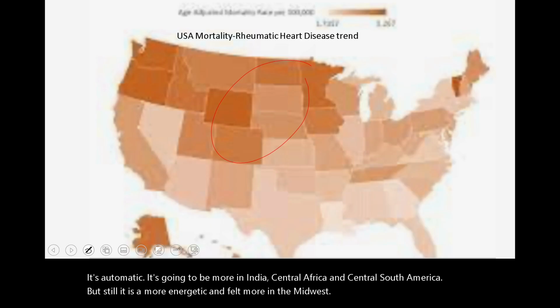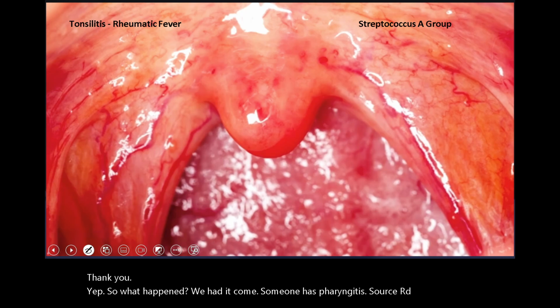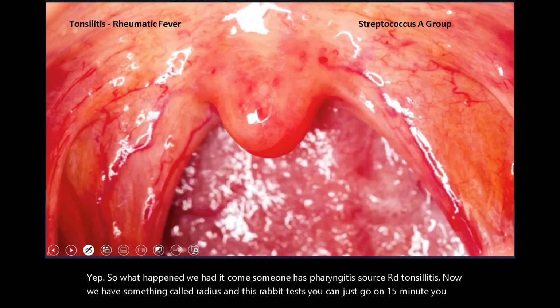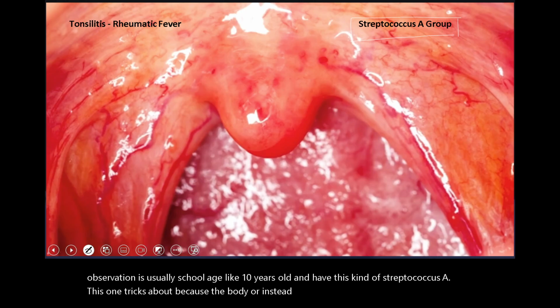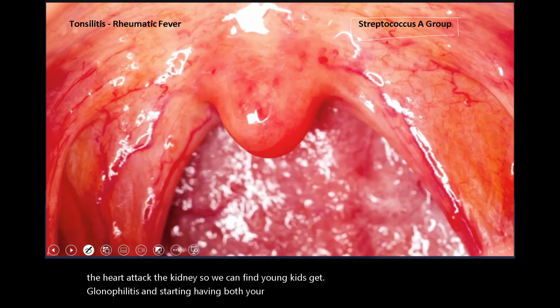So what happened? Someone has pharyngitis, sore throat, tonsillitis. Now we have something called a rapid test, and with this rapid test you can get a result in 15 minutes. You check if the patient, usually school age, like 10 years old, has this kind of streptococcus A. This one tricks the body because the body, instead of attacking the bacteria, will go and attack the heart, attack the kidney. So we're going to find young kids get glomerulonephritis and start having puffy eyes and a swollen body, and some others can get affection to the heart.